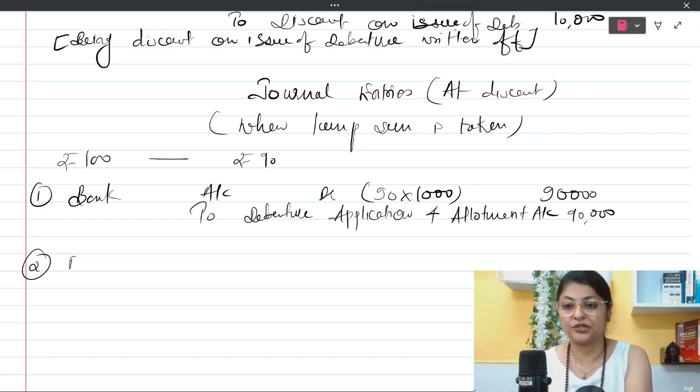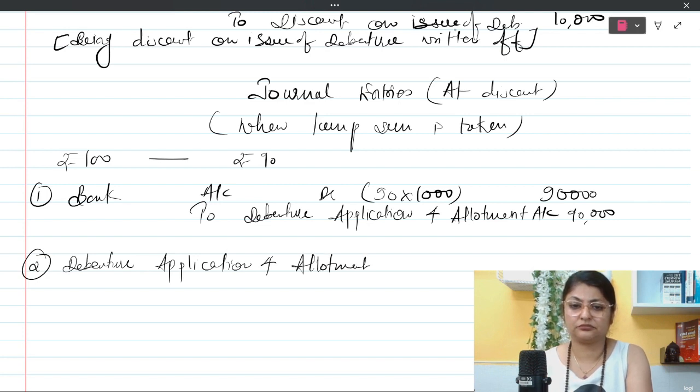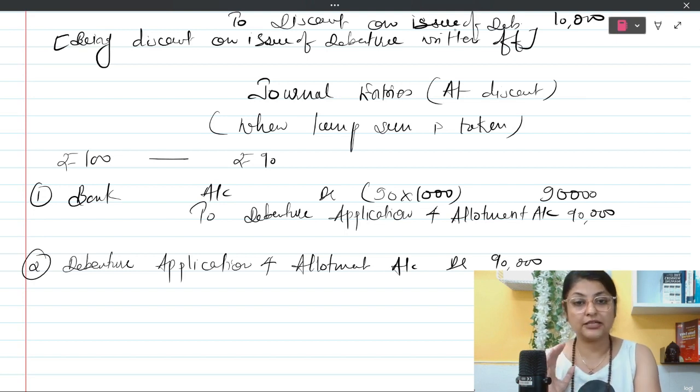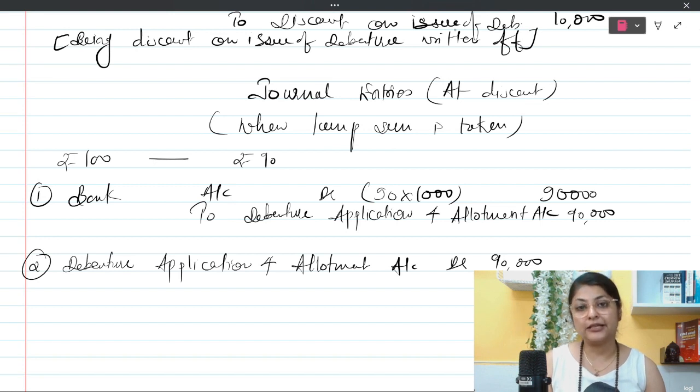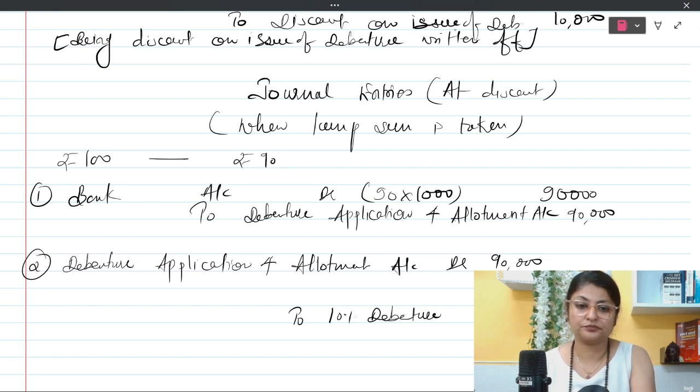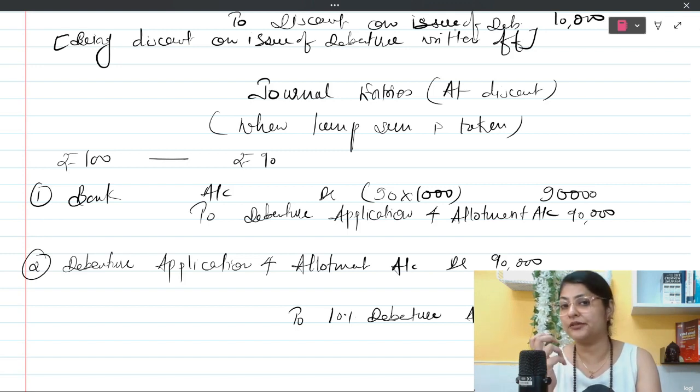So here the entry will be debenture application and allotment account debit with 90,000, and you have 10,000 less, because I told you whenever you credit percentage debenture account, it has to be credited with the face value. A lesser or more amount can't go. So if I write 10% debenture account here, it will be 1 lakh rupees. There is a lack of 10,000 rupees on the debit side.